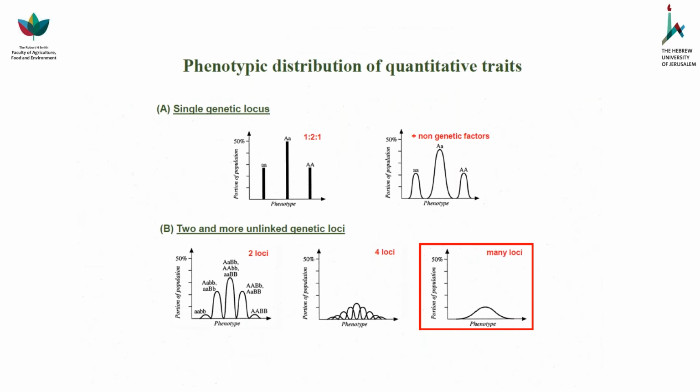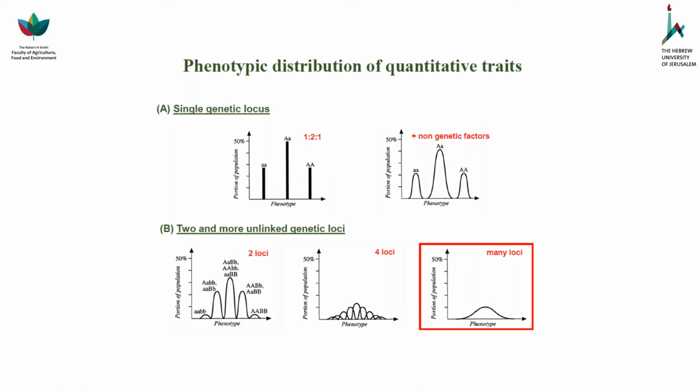So we first start with the basics of the analysis of quantitative traits, and that is the distribution of the phenotype in the population. When a single gene affects the phenotype, the distribution can be separated into 3 genotype groups, as we see in the first graph. And you can also separate with some environmental effects.